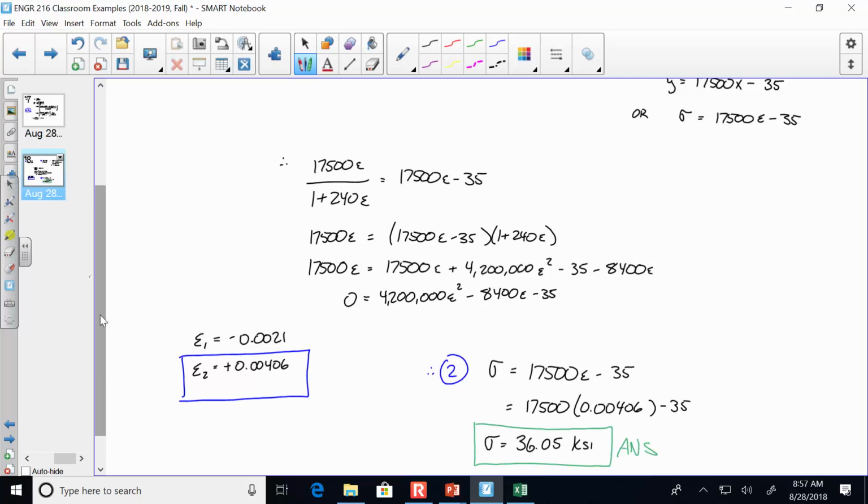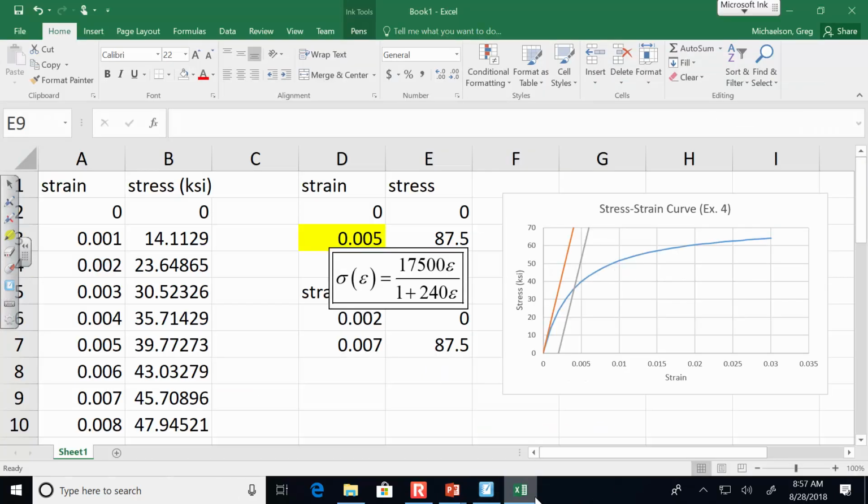Does that seem right? It does. I mean, look at the curve. The curve said it should be right about here, somewhere about in the 35, 36 range. That looks about right, doesn't it?